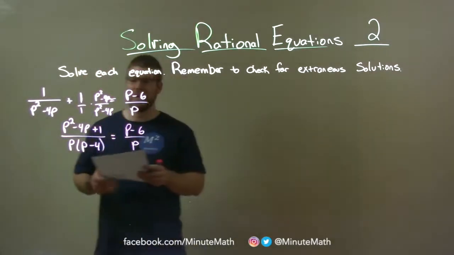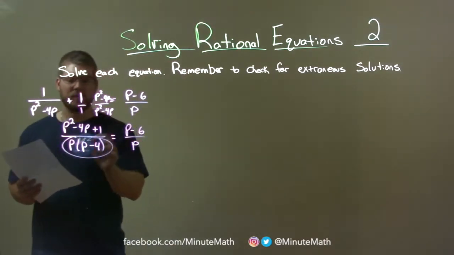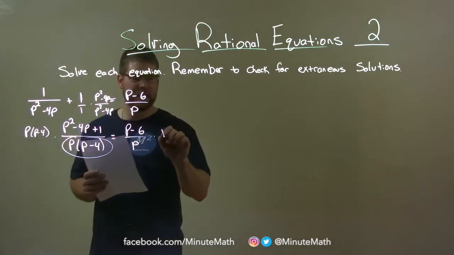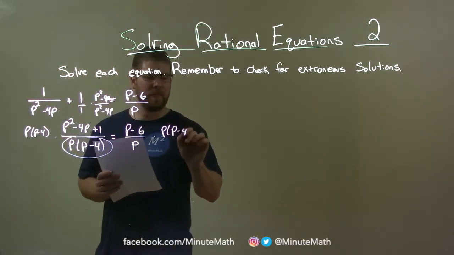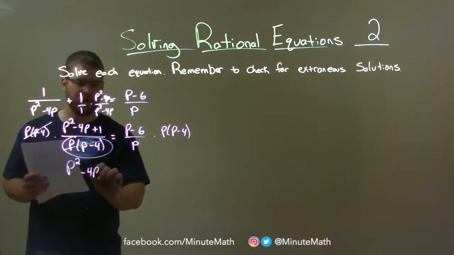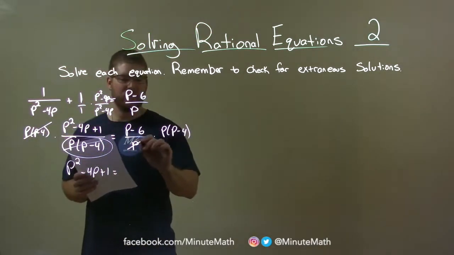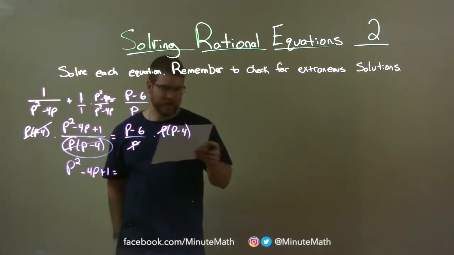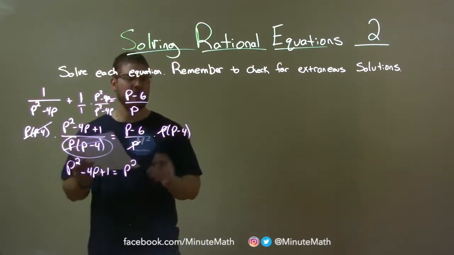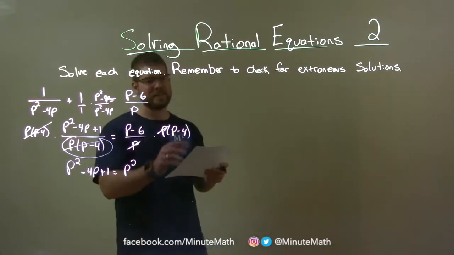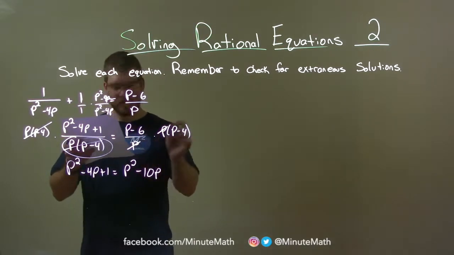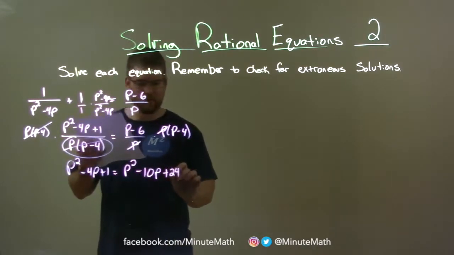Now this is when I'm going to take this here and multiply it to both sides. So now we have p times p minus 4, and that's why I kind of saw ahead and broke that up. You didn't have to do it right away, but it helps there. These cancel. I have p squared minus 4p plus 1 equals, these p's cancel, now p minus 6 times p minus 4. p times p is p squared. p times minus 4 is minus 4p. Minus 6 times p is minus 6p. Together they make a minus 10p. And negative 6 times negative 4 is a positive 24.